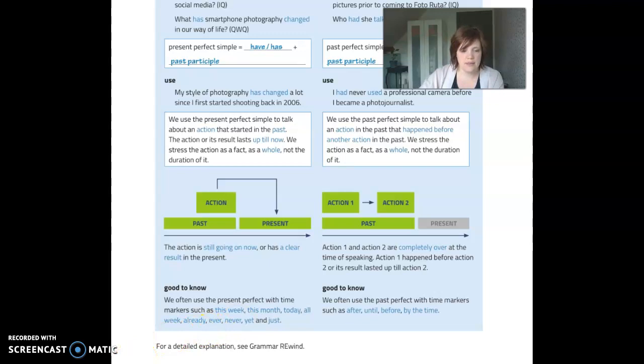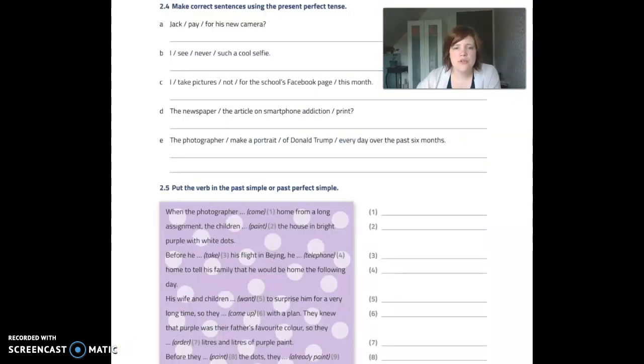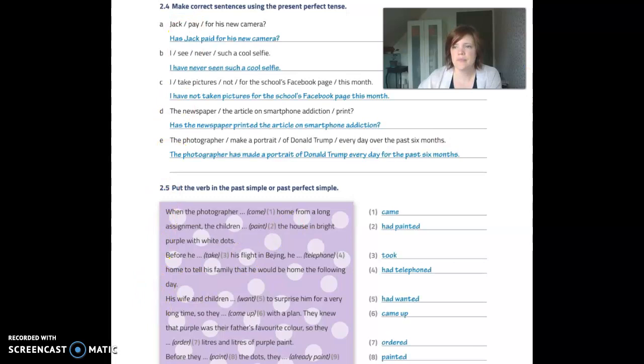Let's stop here for a second then. Let's look at page 205. In exercise 2.4, we have to make correct sentences using the present perfect tense. Now, this shouldn't be very difficult as we have already looked at this together in the past. I'll give you a few minutes to prepare. You just pause the video and when you have prepared the exercise, you turn it back on and then we'll have a look at the solution.